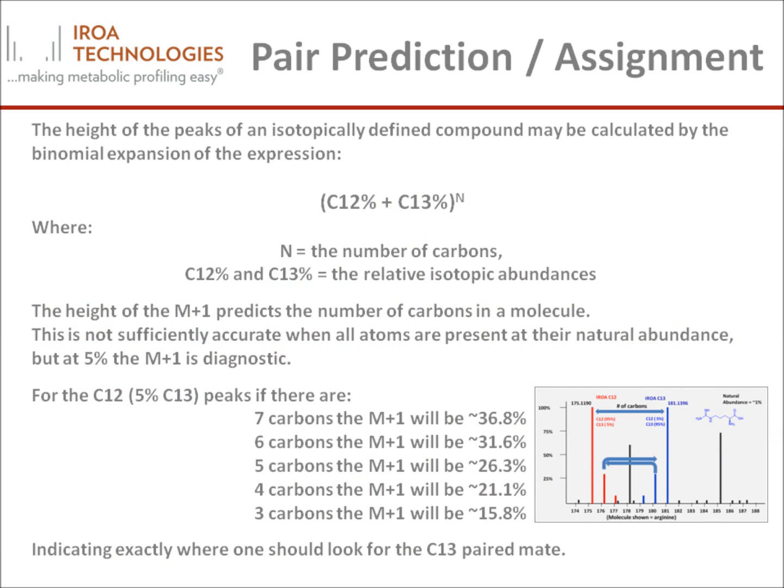Another way to calculate the number of carbons in a molecule is by measuring the M+1 and M-1 peak heights relative to their monoisotopic peaks by the binomial expression shown here. This is not sufficiently accurate when all atoms are present at their natural abundance, but at 5% C13, the dominance of the carbon makes the other atoms less significant. Therefore, the M+1 will be approximately 26% the height of the monoisotopic peak in a 5-carbon molecule.